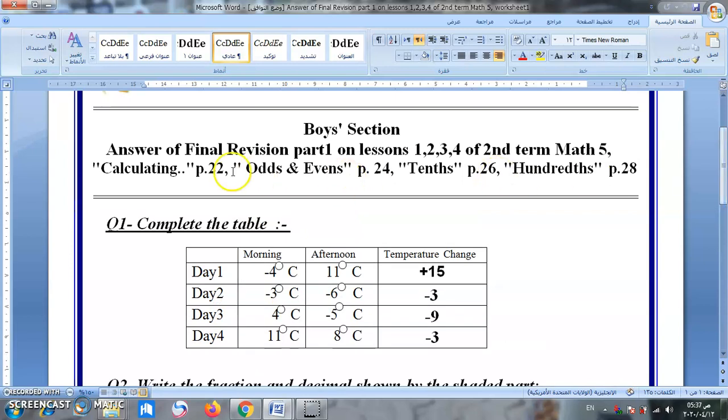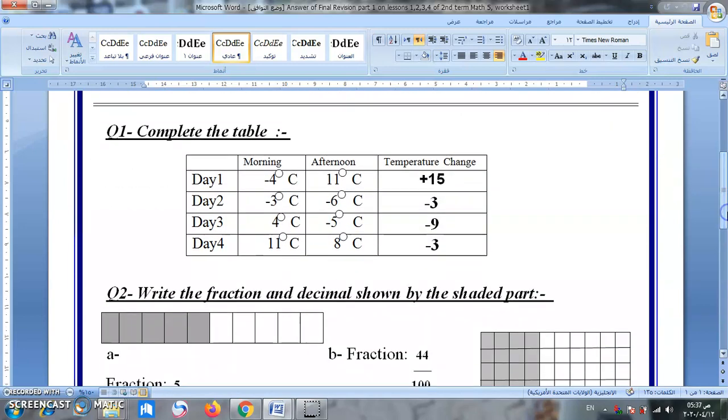Okay, so we have here the answers of final revision part 1 of lessons 1, 2, 3, 4 of second term math 5. Our lessons are calculating, pages 22 and 23, odds and evens, pages 24 and 25, tenths, pages 26 and 27, and hundredths, pages 28 and 29. Okay, so this is worksheet number 1. Complete the table. We discussed these questions before.